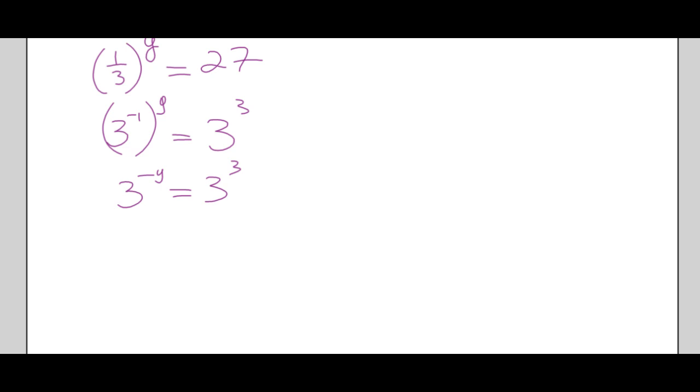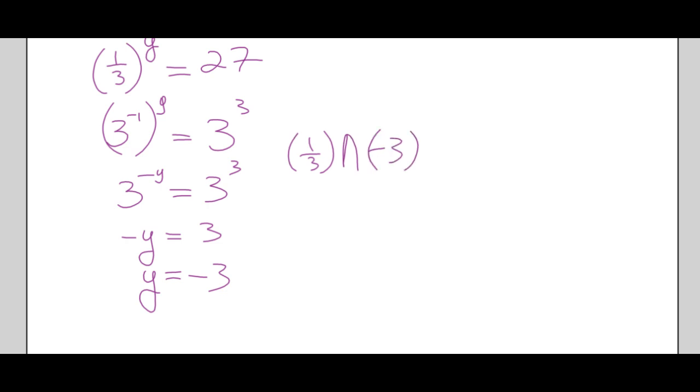Bases are the same, so now we equate the exponents. So -y is equal to 3. So what's y? -3. So on your calculator, if you go 1/3 to the -3 and hit enter, you're going to get 27. So that's a way for you to check, right? You have the ability to check a lot of stuff when you look at the forms.